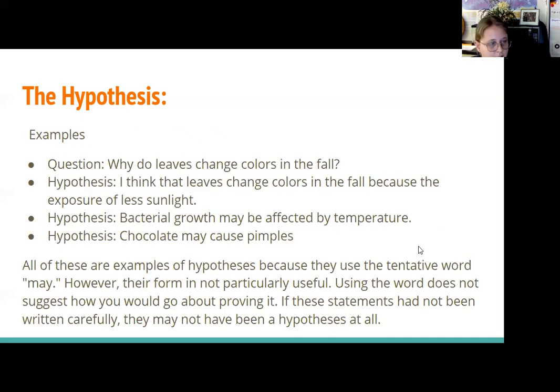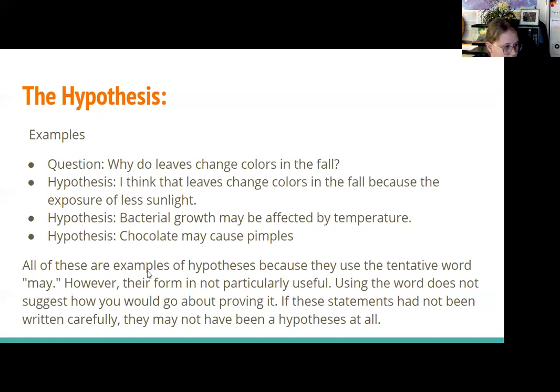So here's some examples. Why do leaves change colors in the fall is your question. And your hypothesis might be something like, I think leaves change colors in the fall because of the exposure of less sunlight, there's less sunlight exposed to them. Another hypothesis, bacterial growth may be affected by temperature. Chocolate may cause pimples. So you are answering the question with your tentative, testable hypothesis.